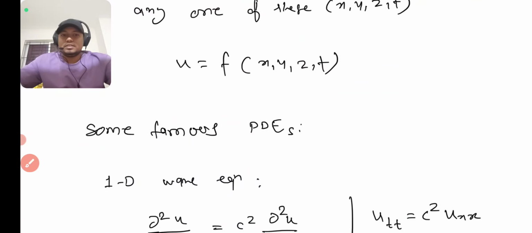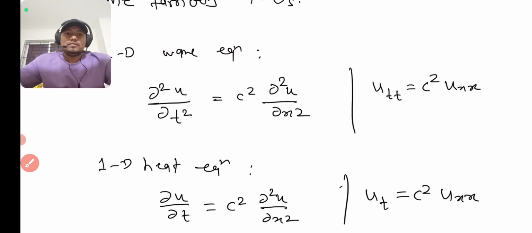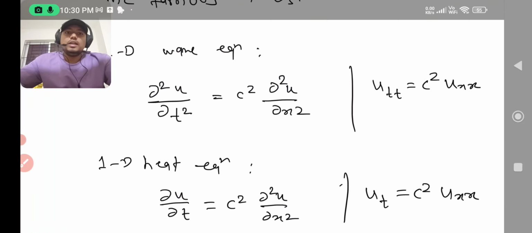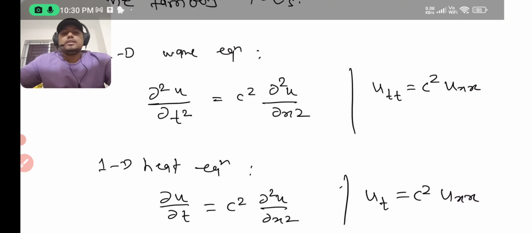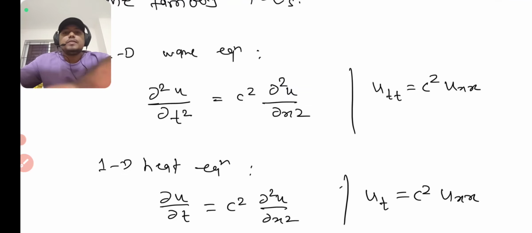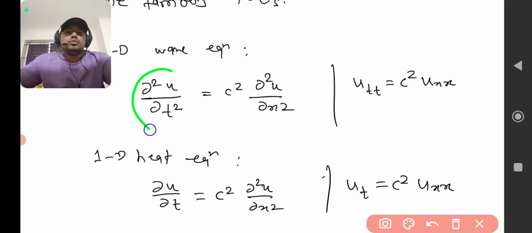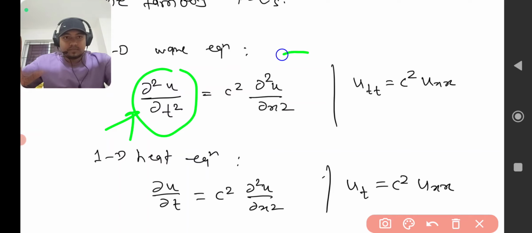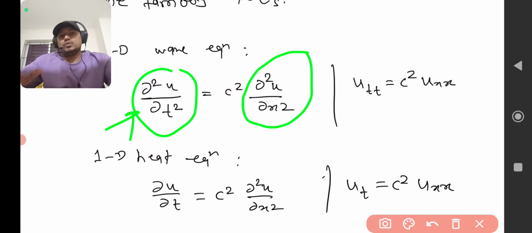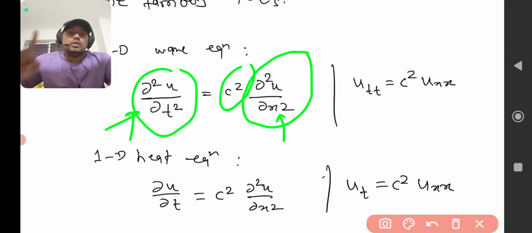Some famous PDEs. In that you have the 1D wave equation, and if I write the 1D wave equation, it goes like dou 2u by dou t square. The time parameter is there because with time also the wave propagates, and because it is 1D, I have written dou 2u by dou x square, and c square is a constant here. I have taken only x, only one direction, only one dimension I'm telling. But I can also write this wave equation in 2 dimensions. Then y will also come into the picture.